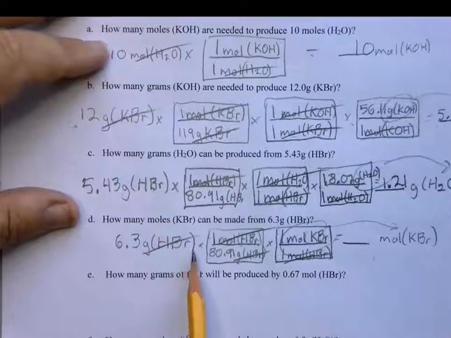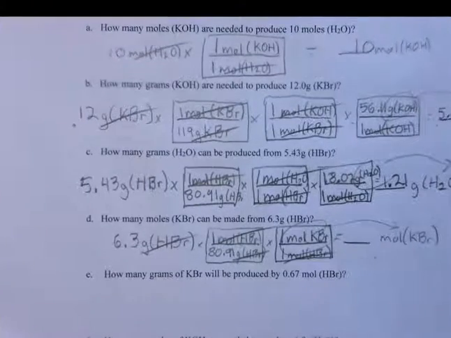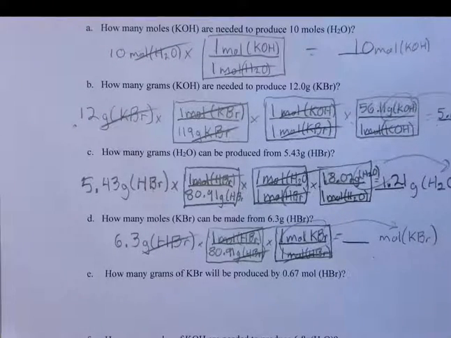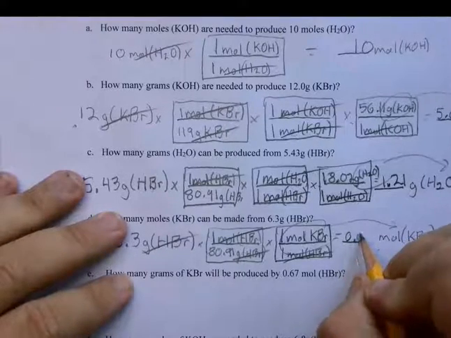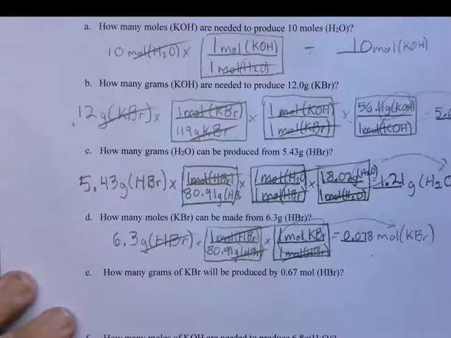And it's 6.3 times 1 times 1 divided by 1 divided by 80.91. So you can run that real quick. And I get 0.078. All right, there you go.